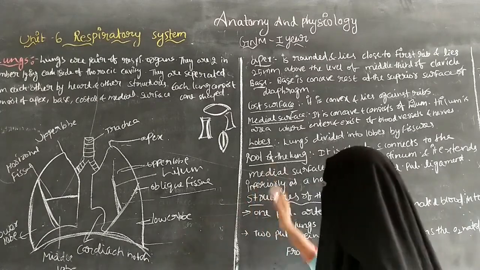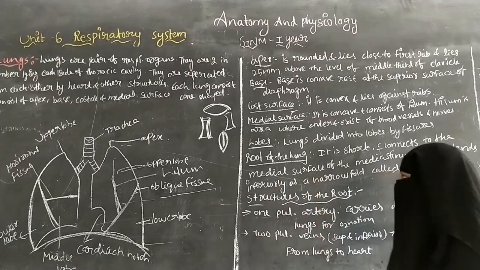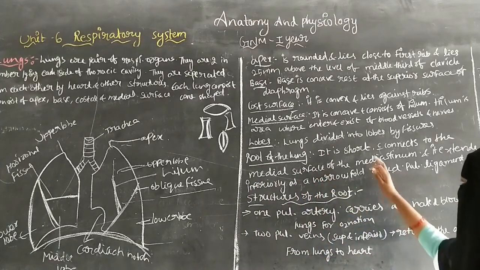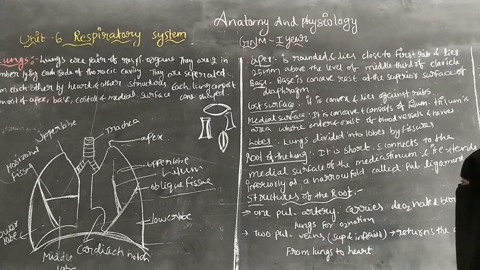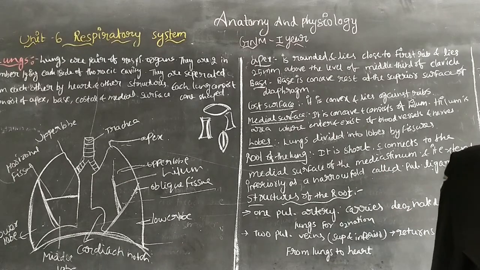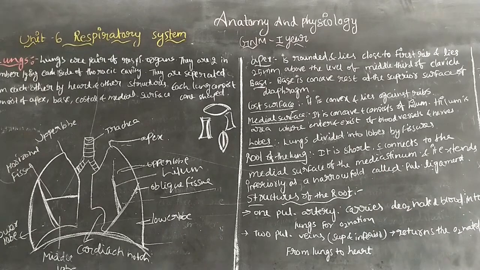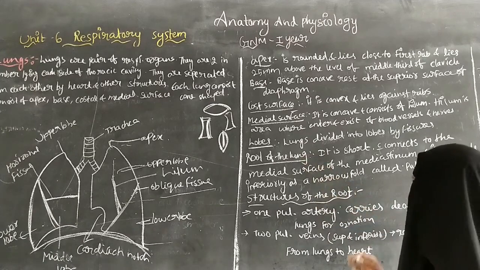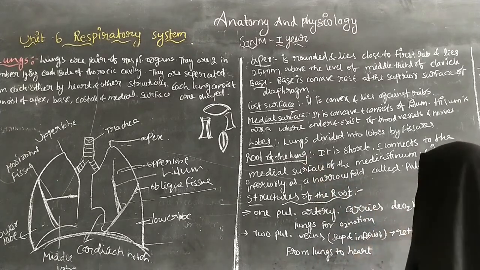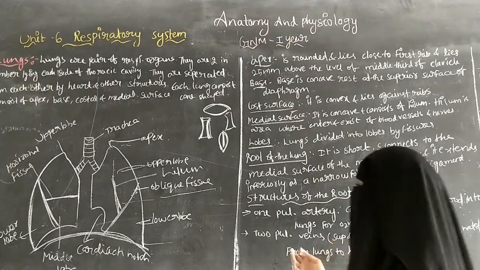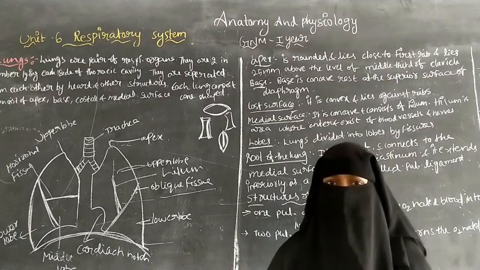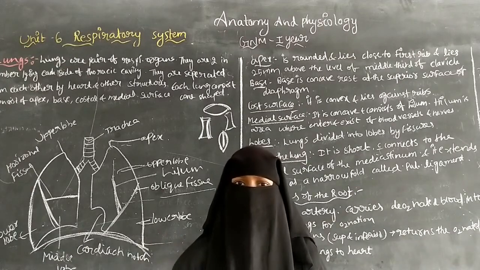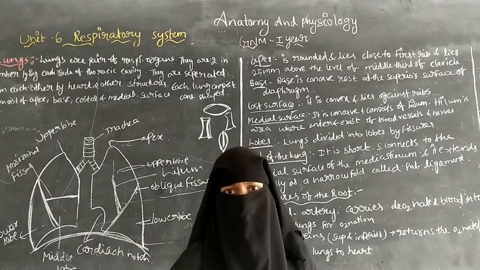So the next one is the root of the lung. The root of the lung is short, and it connects to the medial surface of the mediastinum. Mediastinum means it is a division of the thoracic cavity.